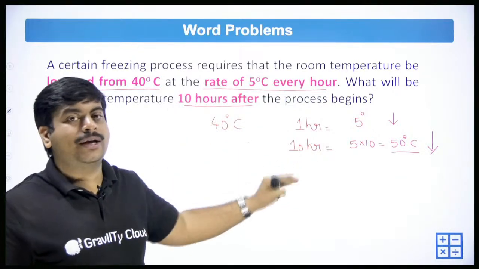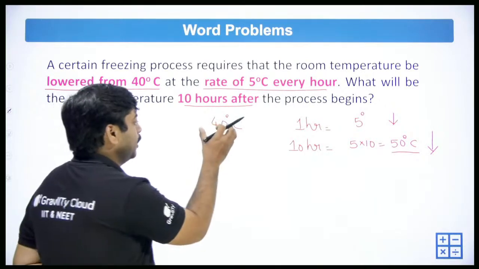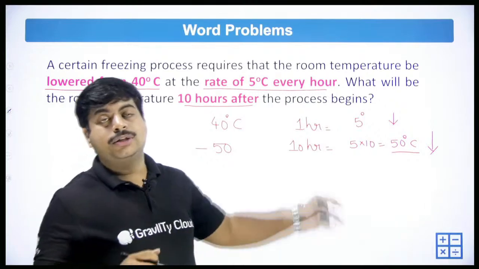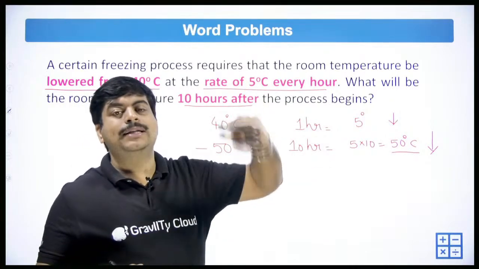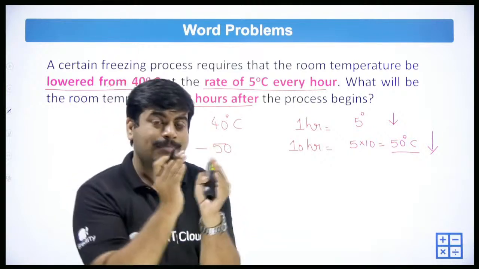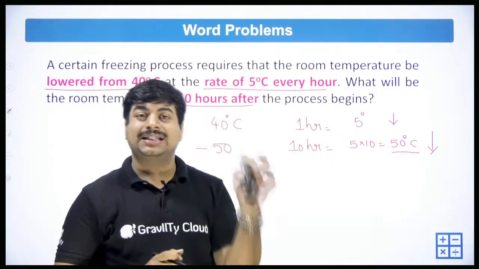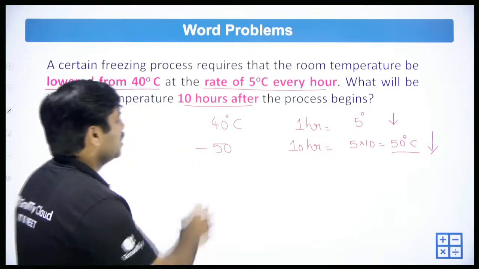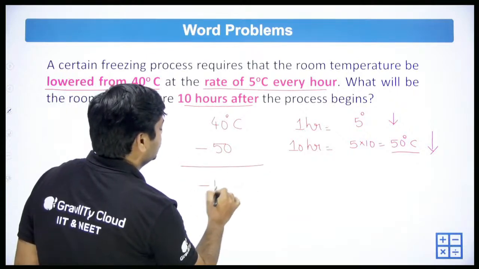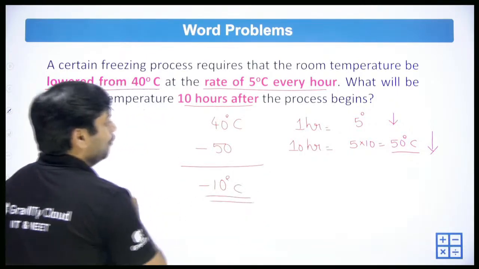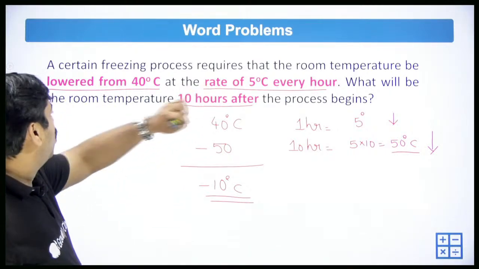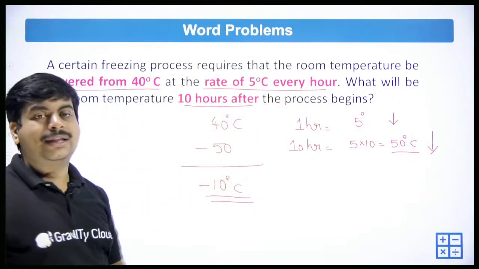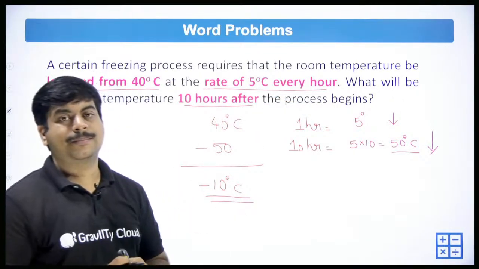What is the initial point? 40 degrees. So from 40, you are decreasing by 50. You should not go up, because you are not increasing, you are lowering. Lowered means you are decreasing. That is the reason I am saying word problems are very important to understand and very easy to solve once you understand the question. So 40 minus 50 will give you minus 10 degrees Celsius. What will be the room temperature 10 hours after the process begins? It will reach minus 10 degrees.